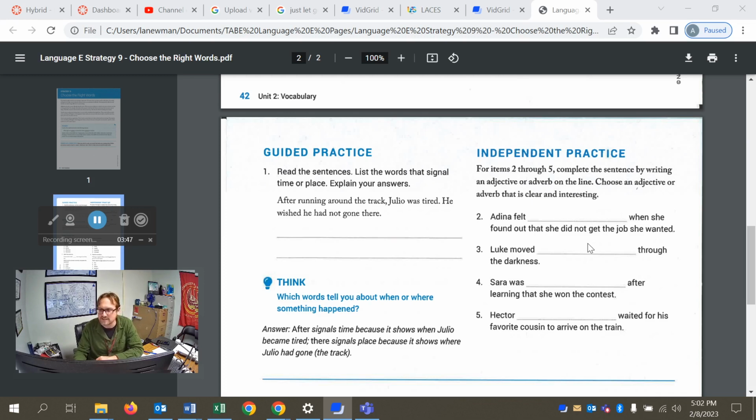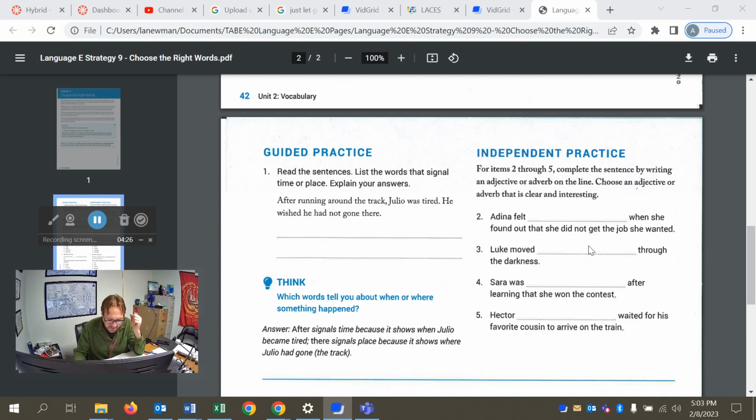Number 2, Adina felt disappointed when she found out that she did not get the job she wanted. Anything that communicates kind of that feeling of rejection or sadness would work. Number 3, Luke moved stealthily through the darkness, or quietly would work, silently, anything like that. 4, Sarah was thrilled after learning she had won the contest. We need something that communicates extreme happiness. She just won a contest, so, thrilled, overjoyed, anything that communicates extreme excitement or happiness.